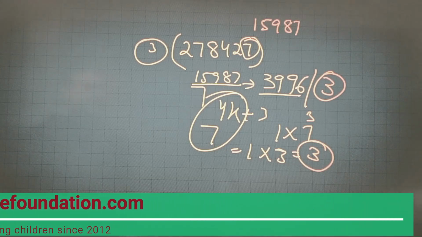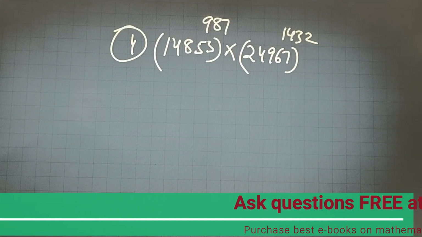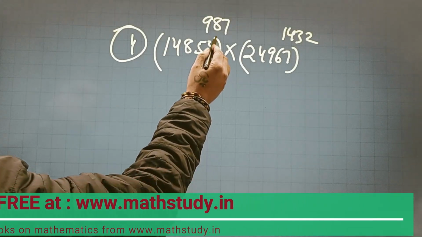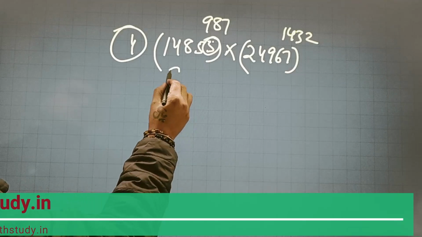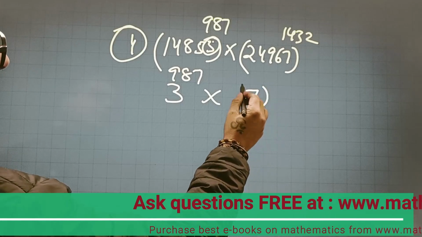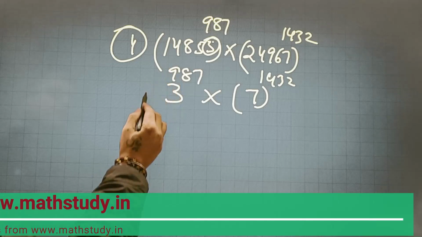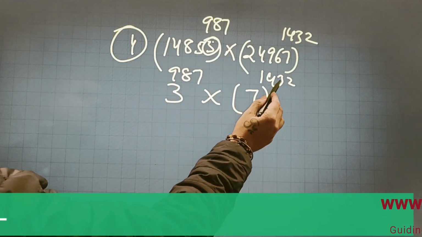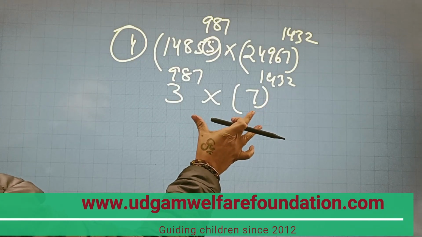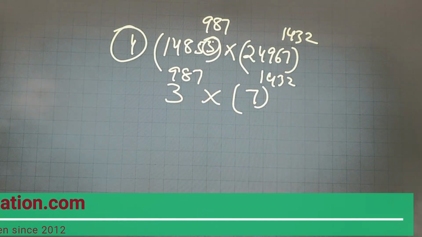Let's take another example, a tougher problem than the previous one. Here we have 3 raised to the power 987 into 7 raised to the power 1432. Basically, we have to find the number at the unit place in this, and also the number at the unit place here, then multiply them, and whatever result we get will be the number at the unit place in this particular case.